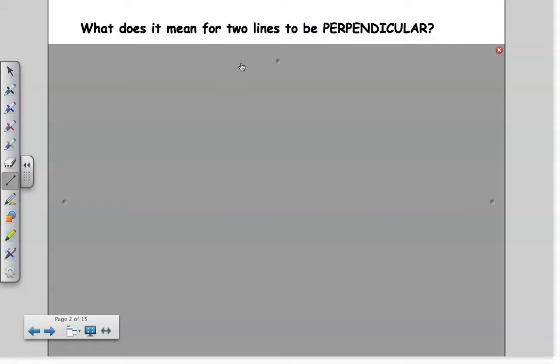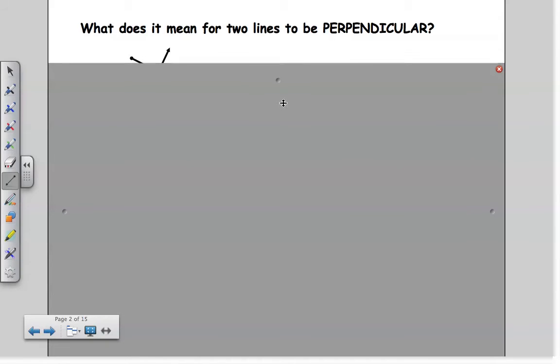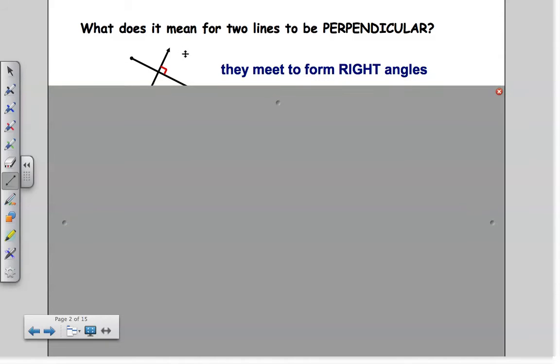Well, we know that perpendicular means that two lines meet at a right angle or cross at a right angle, illustrated here. Two lines are perpendicular if they meet to form right angles.